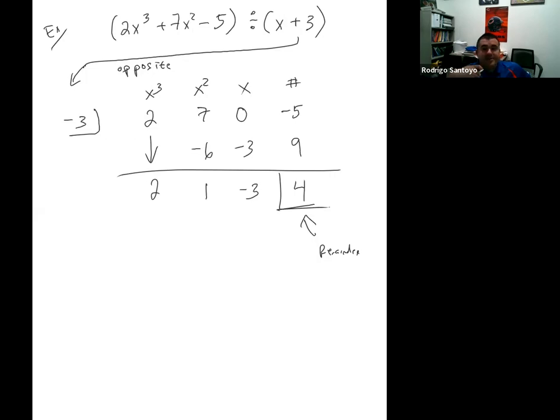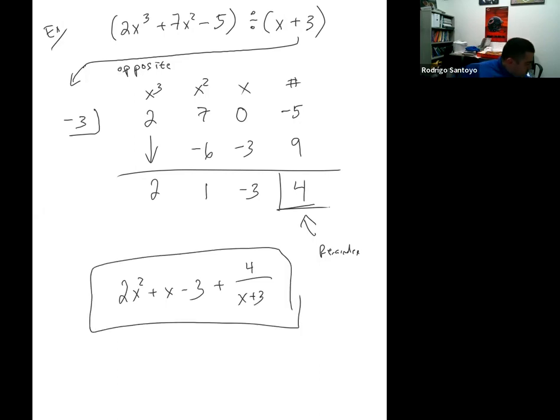Any questions here, y'all? And now we can show our answer, which would be 2x squared plus x minus 3 plus our remainder over our divisor. Any questions with these examples?